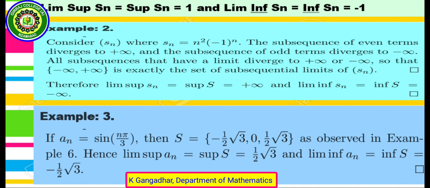In the next problem, an equal to sin(n pi/3). We define the sequence: the terms are √3/2, √3/2, 0, -√3/2, -√3/2, 0, and these terms are repeated in the sequence. So here we have limiting points of the sequence, and we want the limit supremum and limit infimum values. The highest term in the sequence is √3/2. So it is the supremum, and we say this value is the limit supremum of an.